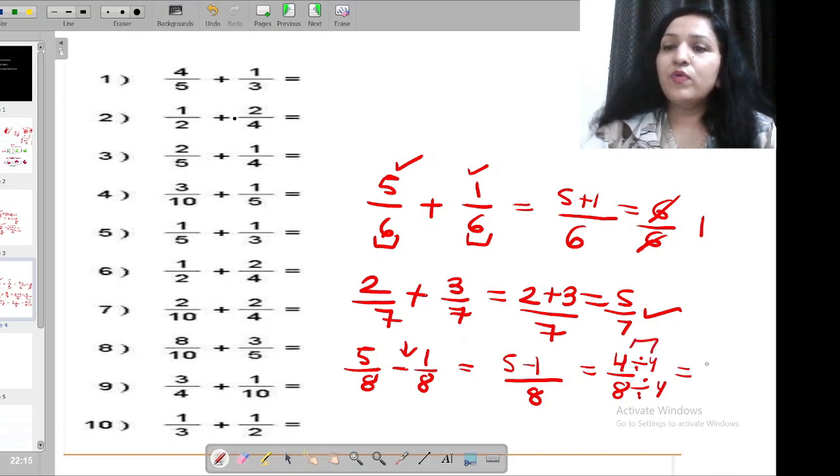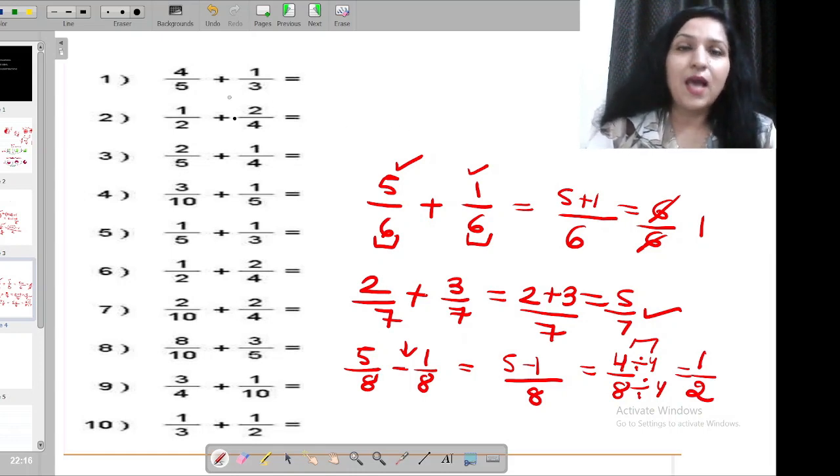4 divided by 4 is 1. 8 divided by 4 is 2. So your final answer is 1 by 2. I hope addition and subtraction of like fractions is understood. In a similar manner, let us now understand how we add or subtract unlike fractions.